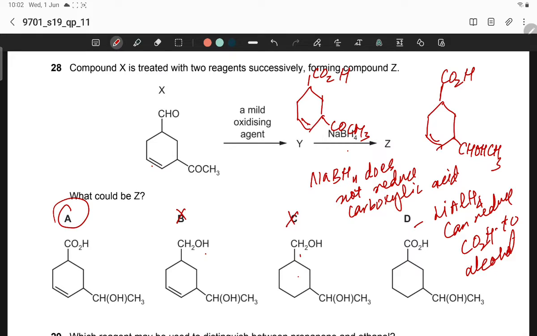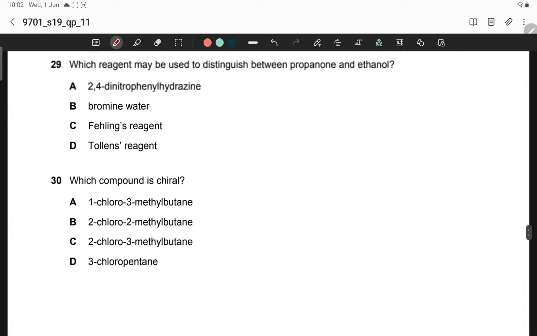This is also incorrect because there is no effect. NaBH4 does not react with the double bond, so this is also incorrect. CO2H CH OHCH3, this is correct, but the double bond does not change, so it is also incorrect. A option must be correct.